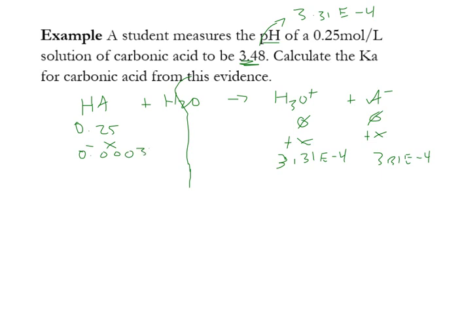So find the Ka value then. It'll be 3.31 times 10 to the minus 4. That gets squared because you have both of these. And when you're done, you'll divide by 0.25. Square that and then divide by 0.25. I got a Ka value of 4.4 times 10 to the minus 7.